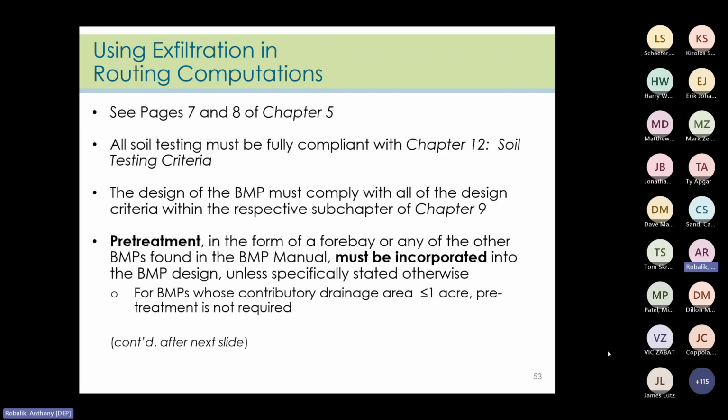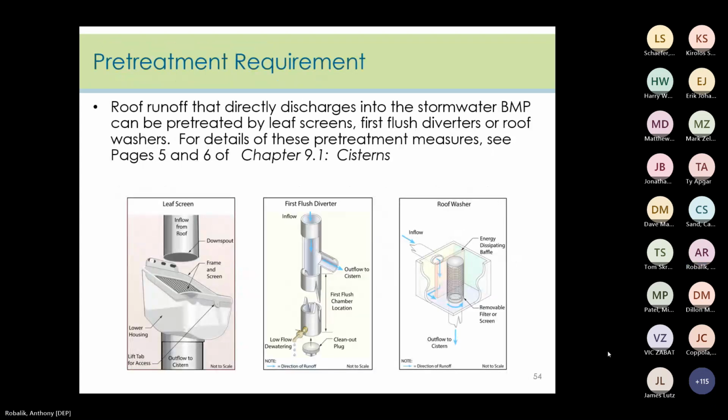So now we'll talk a little bit about the pre-treatment requirement, because that extends beyond just being a requirement for exfiltration. Each of the subchapters in Chapter 9 of the BMP manual were revised. Chapter 9 is now the BMPs that are small in scale and also meet the definition of green infrastructure, because they allow stormwater to be treated either through vegetation or soil, provide for reuse, or infiltrate runoff into the soil.